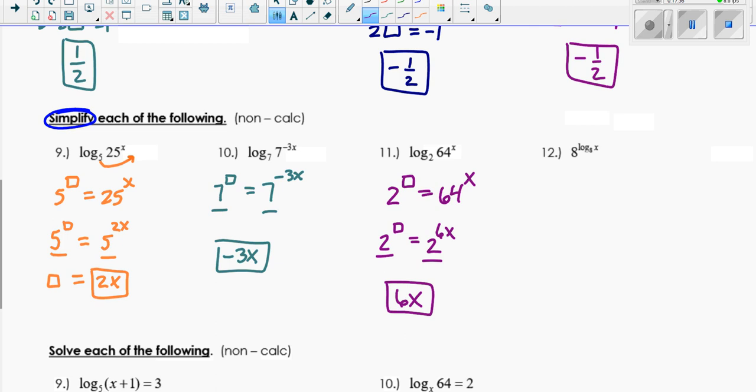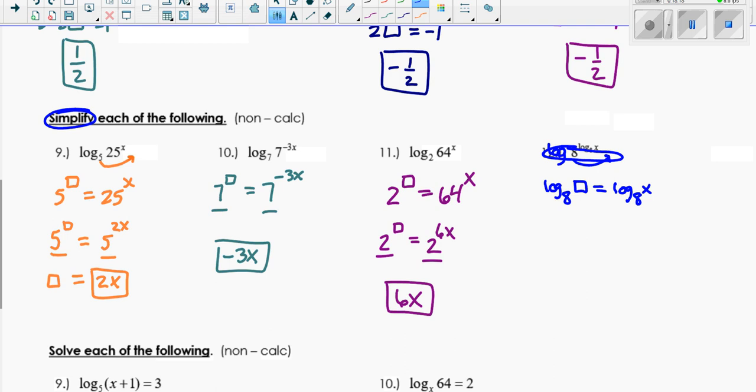Okay? Alright, next one. This one's kind of weird because the log is in the exponent, which means I'm going to rewrite this using a log. So watch what happens. If I use my rules from the first page, I'm going to have log base 8, and then I look to the other side, but there's nothing there. Remember we did this before, it was circled, and we said that left out the exponent. So I would say log base 8 of something that I don't know is equal to that entire exponent, which is log base 8 of x.